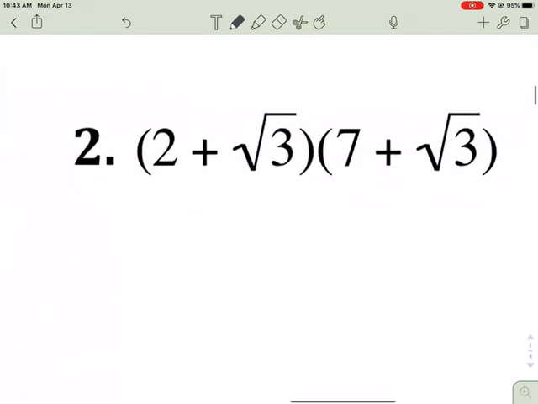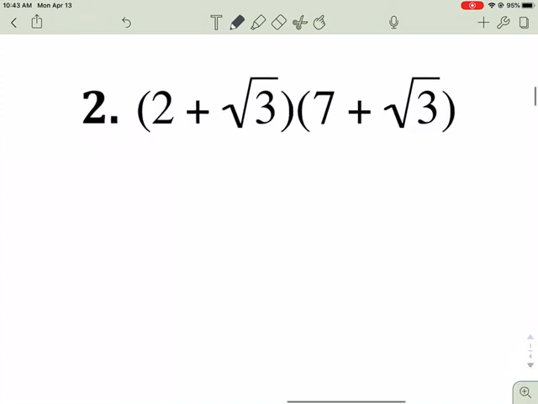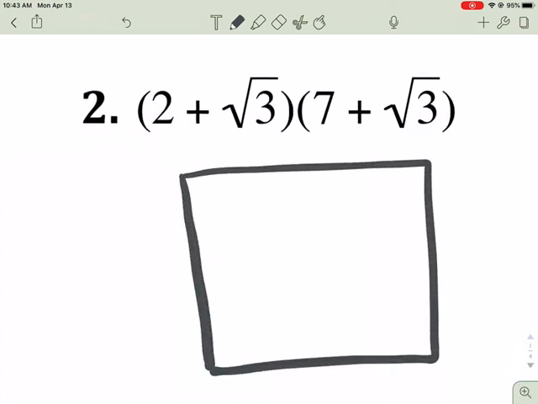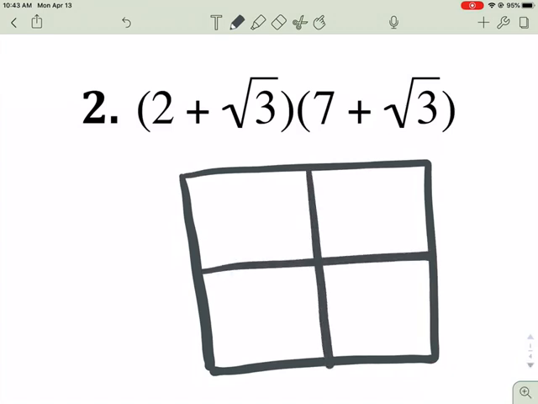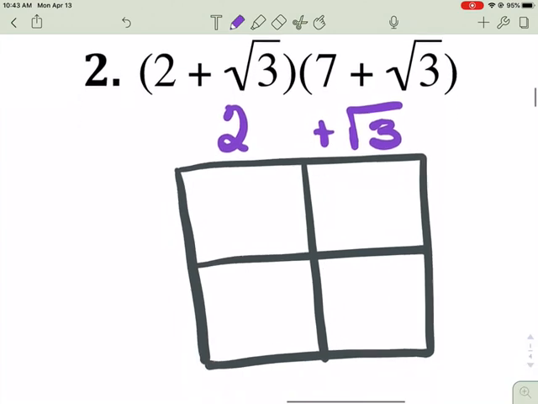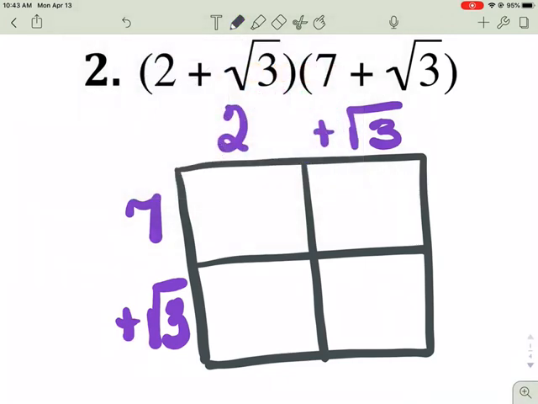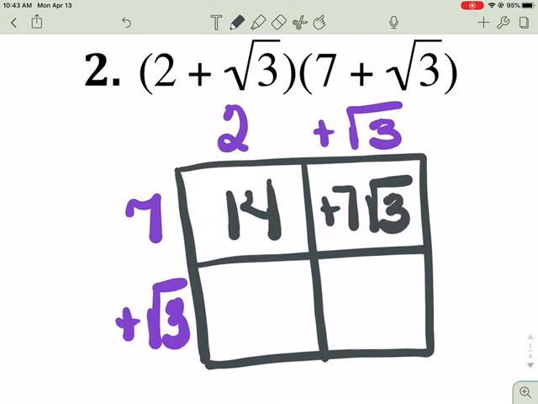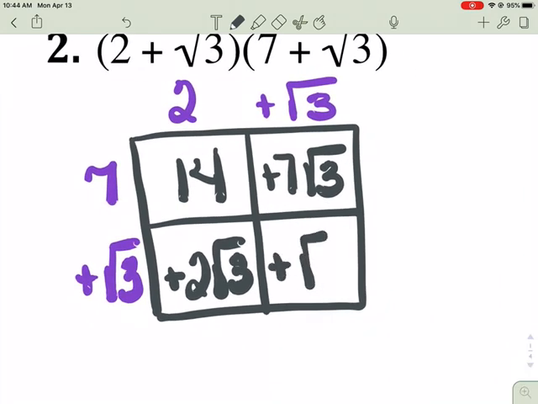All right, let's try this one. This time I'm going to use the box method for those of us who use that. Some of us do use this, some of us do not. It just depends. I'm going to put 2 and positive square root of 3 here, and 7 and positive square root of 3 here. So I'm going to multiply diagonally, so 2 and 7 give me 14. 7 and the square root of 3 give me positive 7 square roots of 3. 2 and square root of 3, so that's 2 square roots of 3. And then square root of 3 and the square root of 3 give me positive square root of 9.